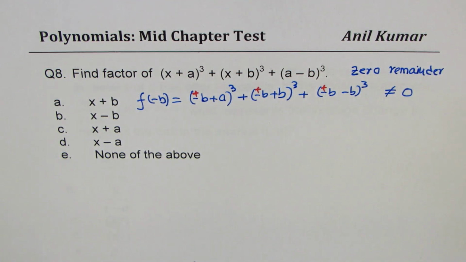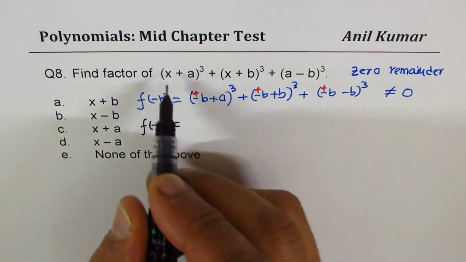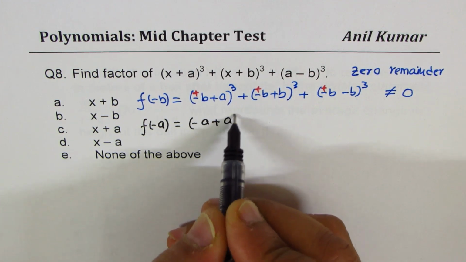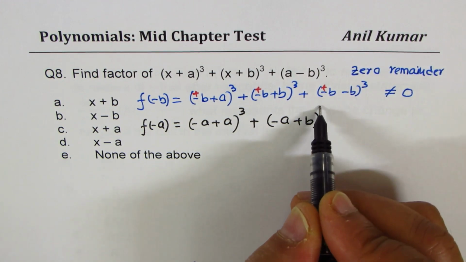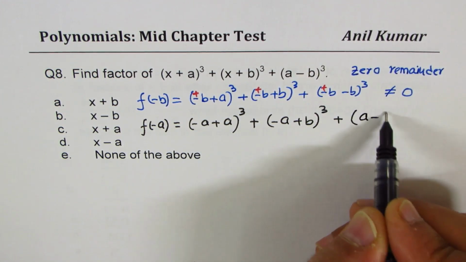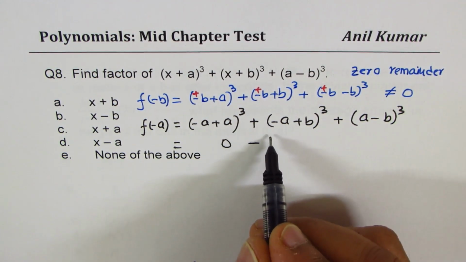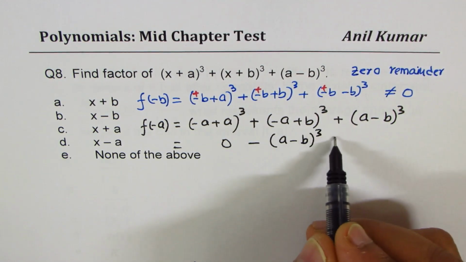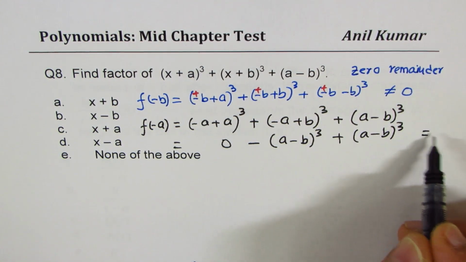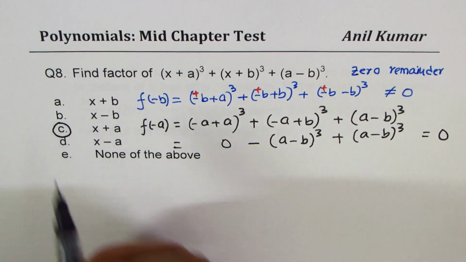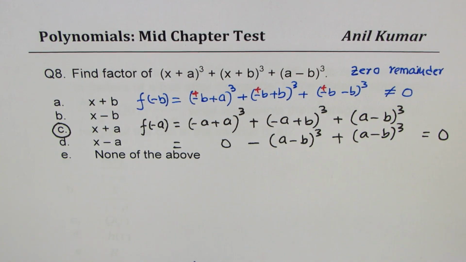Now let's look into the next option, which is x + a. So let's substitute f(-a). Minus a makes the first term 0. The next term, with -a for x, is whole cube, plus (a - b)^3. Now this can be written as minus (a - b)^3, and this is plus (a - b)^3, and that is indeed equal to 0. So x + a is a factor for the given function. That is how you could answer this.